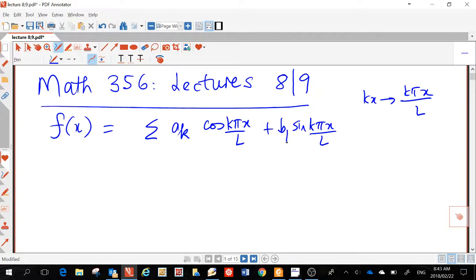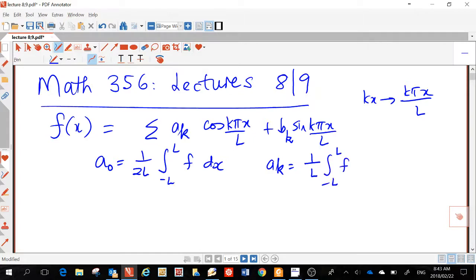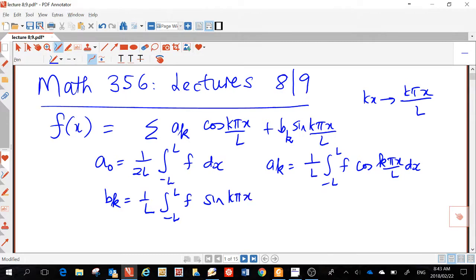And then the ak and the bk have the very same meanings that they had previously. The a naught will be 1 over 2L, integral from minus L to plus L of f dx. The ak will be 1 over L, integral from minus L to L, f cos k pi x over L dx. And the bk likewise will be 1 over L, integral from minus L to L, f sine k pi x over L dx. So those are the versions now for any interval length. It behaves the same way.